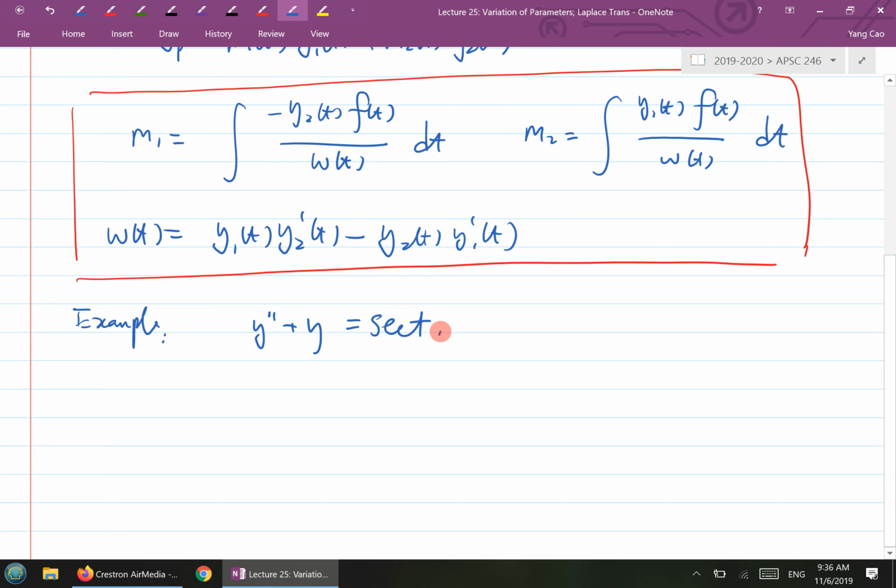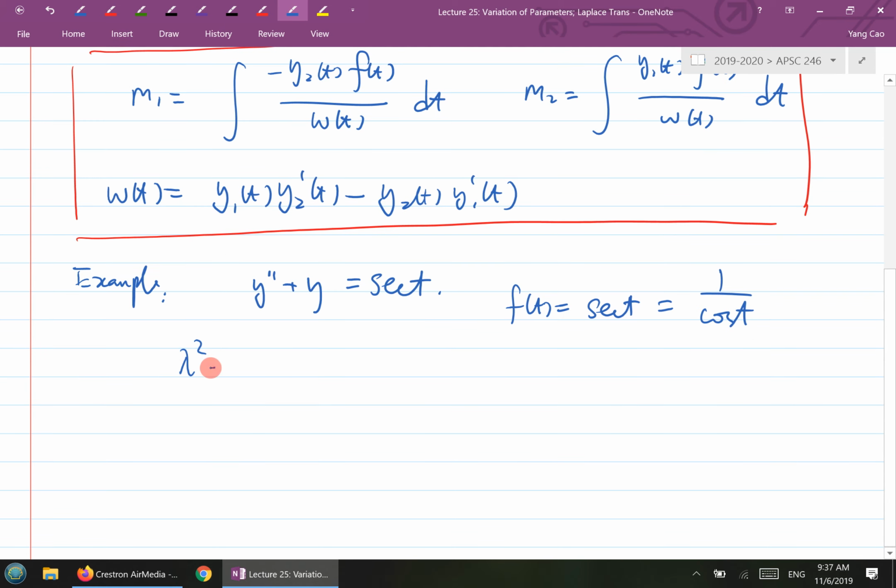So this is the ODE here. For this ODE, you see your f(t) equals sec t, and sec t is 1 over cosine t. This is obviously not in the typical format where we can use the method of undetermined coefficients, because this is not a function in sine cosine, not an exponential, not a polynomial. It's 1 over cosine. So we have to use variation of parameters to solve this question.